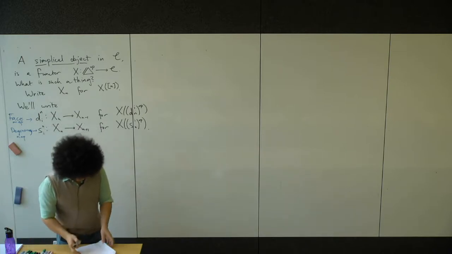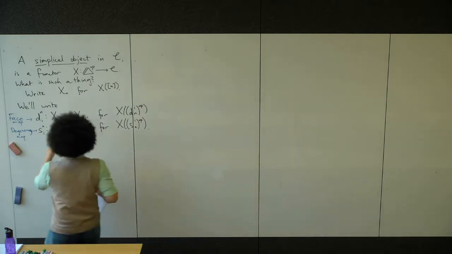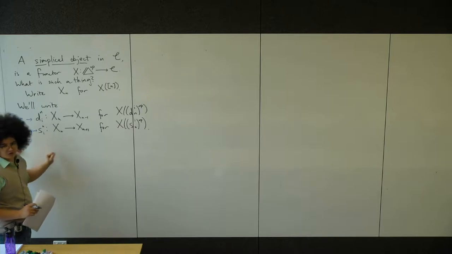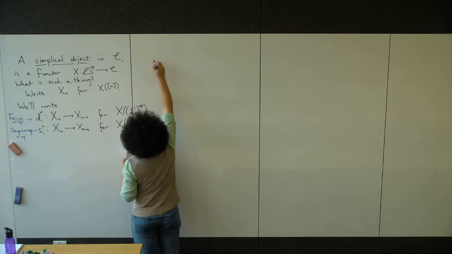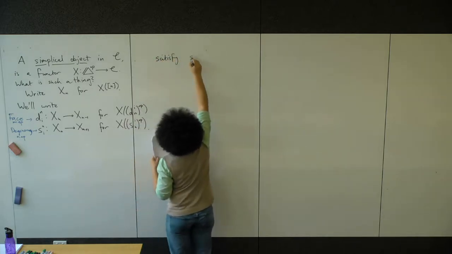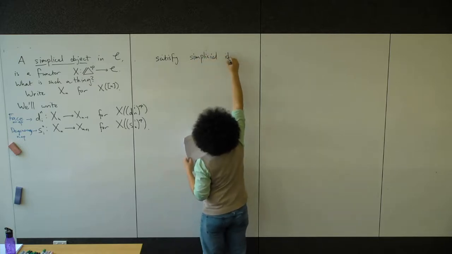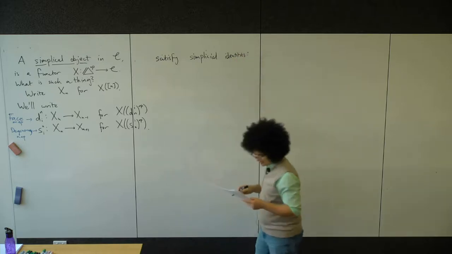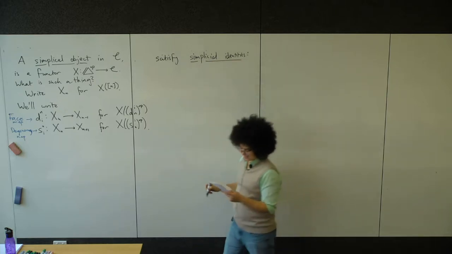All right. And so again, for each n, there's one of these for i from 0 to n inclusive. And these satisfy the simplicial identities, which are the cosimplicial identities the other way around.